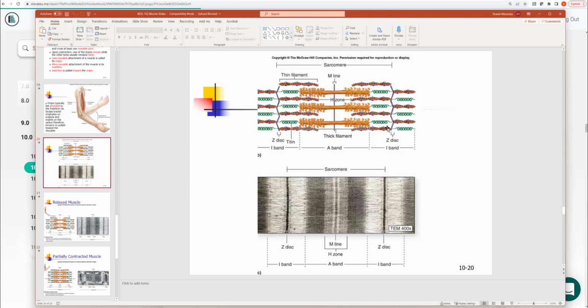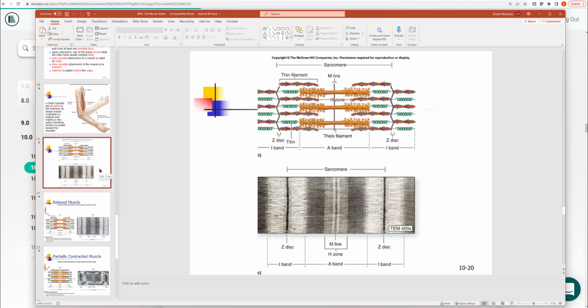And then we see here again, from Z to Z. So from this Z to this Z, that makes up the sarcomere. Again, there's a sarcomere here, there's another sarcomere here, there's another sarcomere over to each side, and you'll see that in the visualization in the videos.